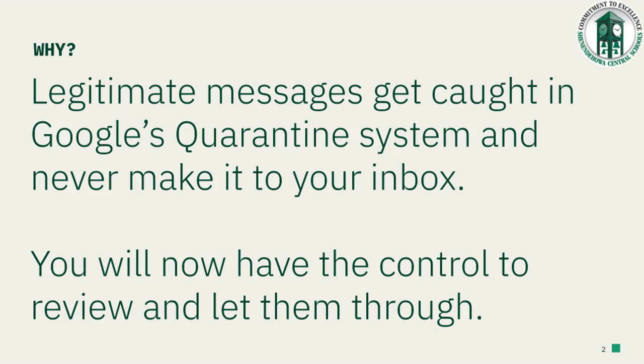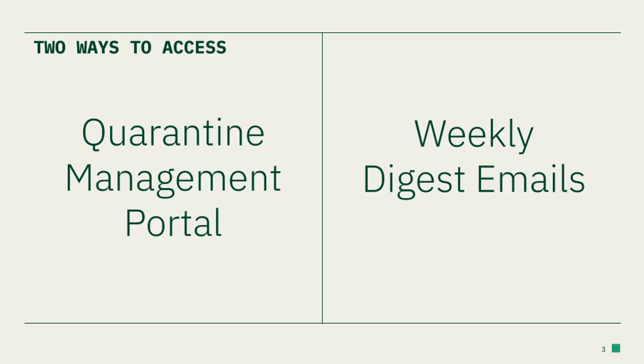With this new system, you will have control to release, block, permanently release, and permanently block messages from certain senders. There will be two ways to access the system. One is a quarantine management portal, which your network account will give you access to. And two, you'll receive a weekly digest email that will come to your Gmail inbox, where you'll be able to review all of your quarantine messages to determine if you want to let them pass through to your Gmail inbox or not. Let me show you how those two methods work.